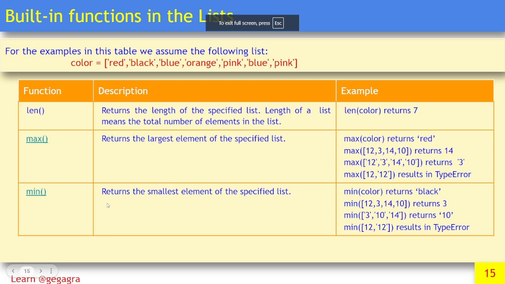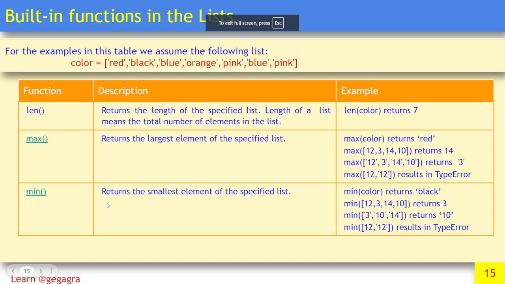When we move to the minimum of 12, 3, 14, and 10, obviously these are four integers, so out of these four integers the minimum value is 3. And when we talk about the minimum of string 3, string 10, and string 14, they are strings, and 1 is lesser than 3, so string 10 is the minimum value, because it compares on the basis of Unicode.